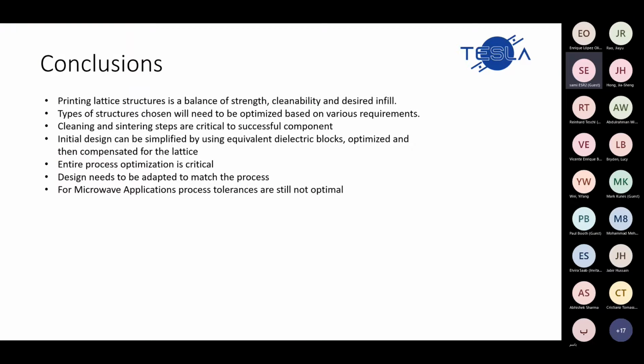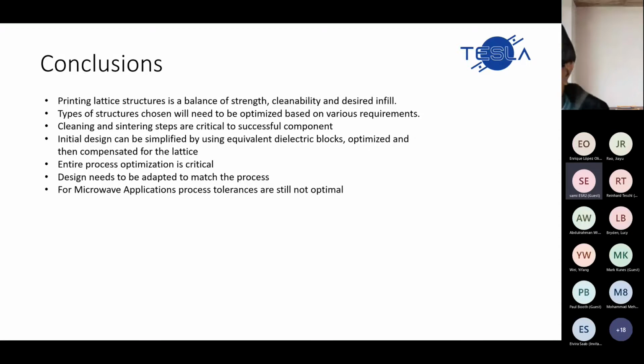So some conclusions: printing lattice structures, you need to base it on strength, cleanability, and the desired infill. It needs to be a balance of these, and these will need to be chosen and optimized based on the requirements in your design and the orientation that you need. Then the cleaning and sintering steps are very critical to the successful component. The printing portion is relatively accurate. It's the sintering and cleaning that introduce more variables into the final design.